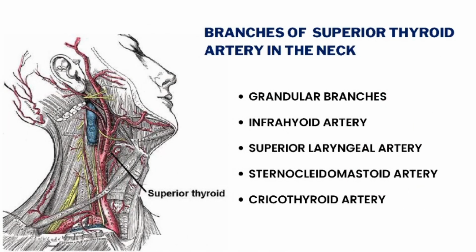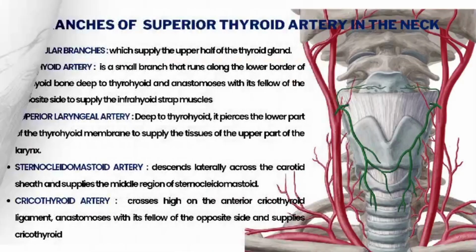The superior thyroid artery gives off 5 branches that contribute to the blood supply of the muscles and the viscera of the neck. These are glandular branches, infrahyoid artery, superior laryngeal artery, sternocleidomastoid artery, and cricothyroid artery. First are the glandular branches. They supply the upper half of the thyroid gland.